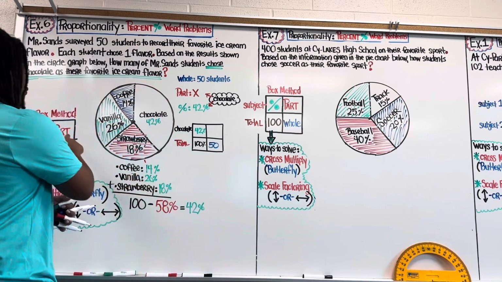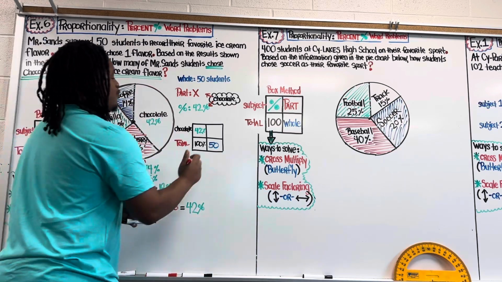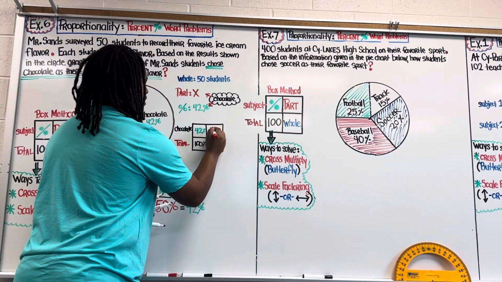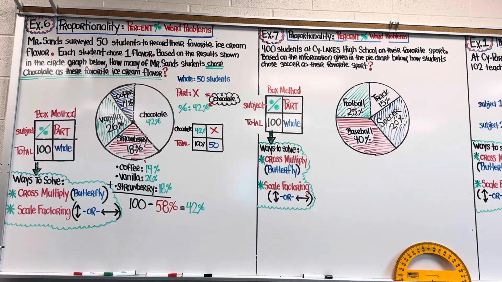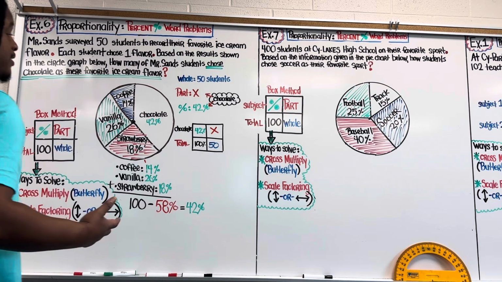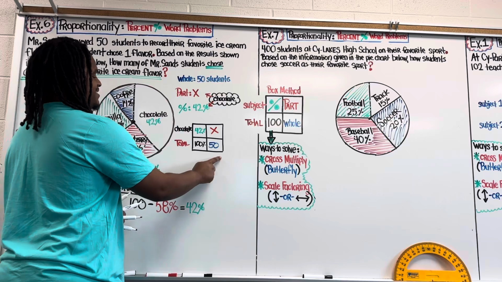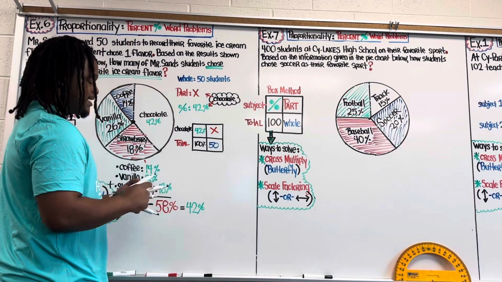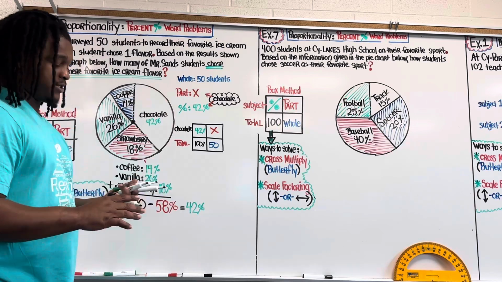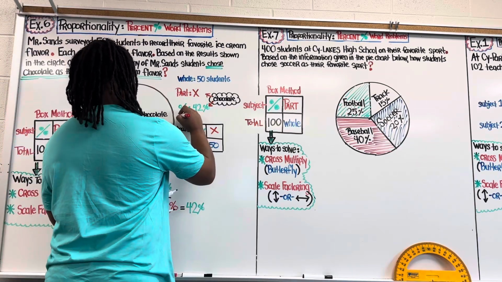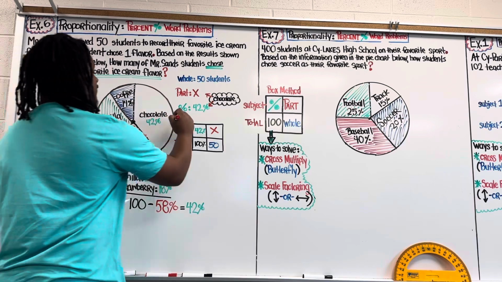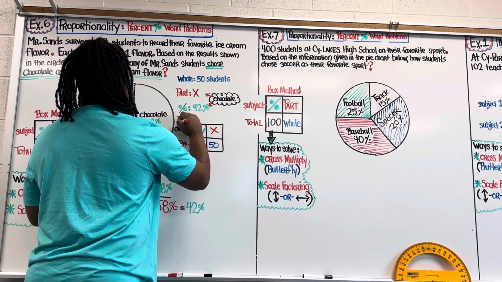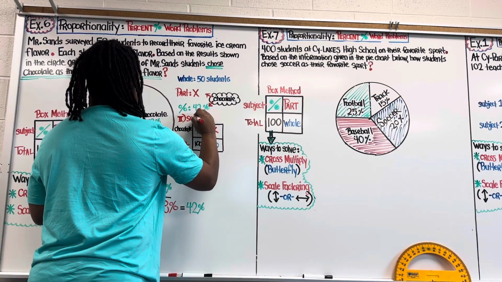But remember, guys, we're trying to find out the part, the actual quantity, how many actually chose chocolate, right? So that's what we're gonna do, guys. What we can do is cross multiply and then solve for X. Or, we can actually look at the scale factor. In this particular example, I'm just gonna go ahead and do scale factoring because I wanna show y'all the second method, which is scale factoring, okay? And it's very, very simple, guys.